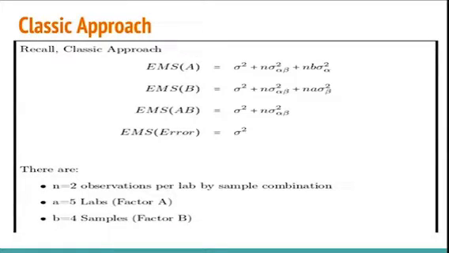Now, in the exam, midterm 2, if I ask a question like this, it should be part of what you write in your cheat sheet. This is very important. The EMS for factor A is that, always that. For factor B, always that. For interaction, always that. This is a situation where both factors are random. Now, you need to know what your n is. n equal to 2 observations per cell. a equal to 5 laboratories, 4 samples. Take a look at that.